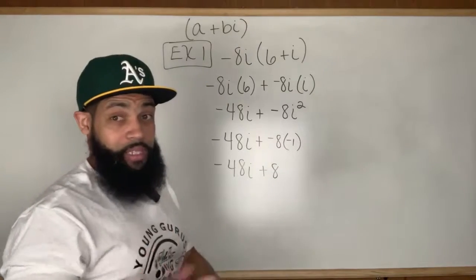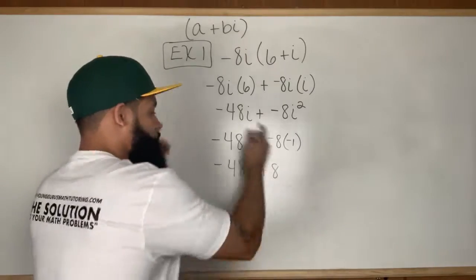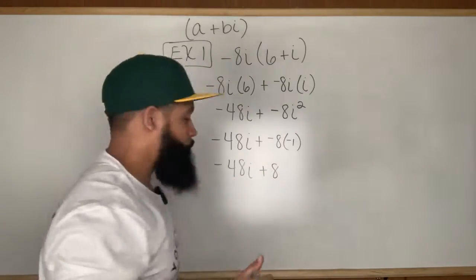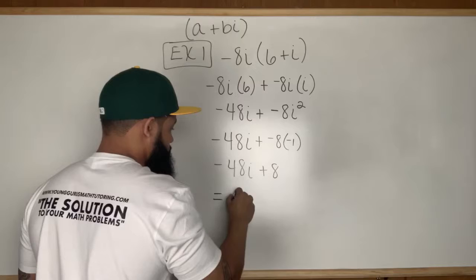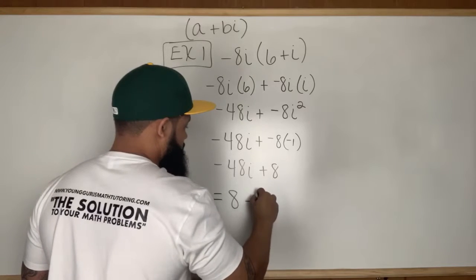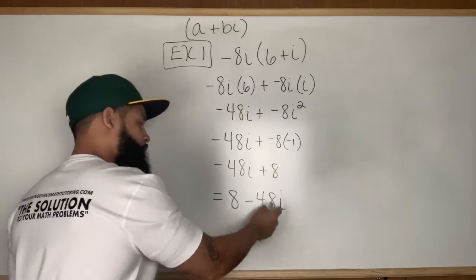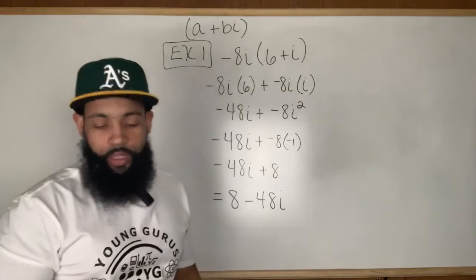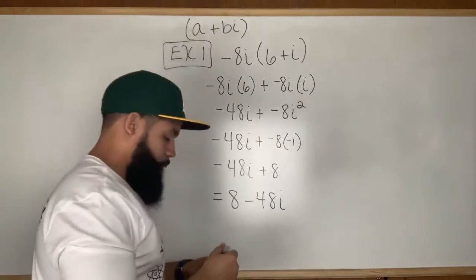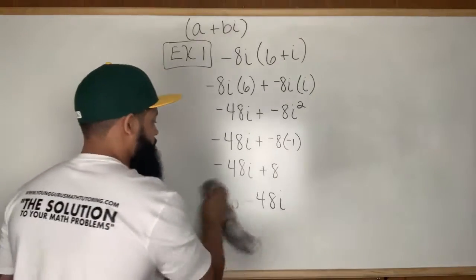In order to write this as a complex number, I need to switch the order because I need the real part to be in front. So I'm going to say this is equal to 8 minus 48i. Okay, real part, then the imaginary part for it to be a complex number. Okay, that's example 1. Let's look at another one.